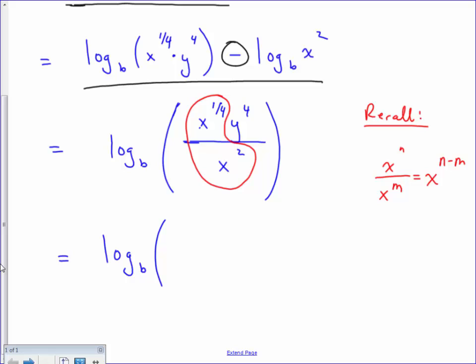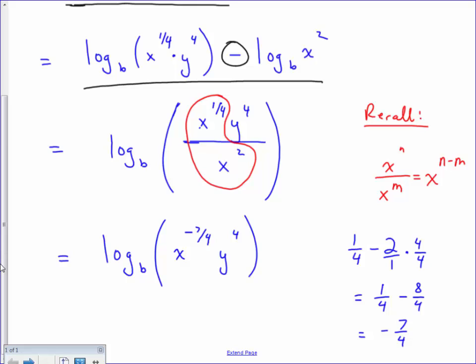Well, if I'm supposed to subtract my 2 exponents, I need to subtract 1/4 minus 2. To do that, I need a common denominator. The 2 is over 1, so I'd multiply by a 4 over a 4 to achieve a common denominator. So this would be 1/4 minus 8/4, which would give me negative 7/4. So this would reduce to x to the negative 7/4 and then y to the 4th.